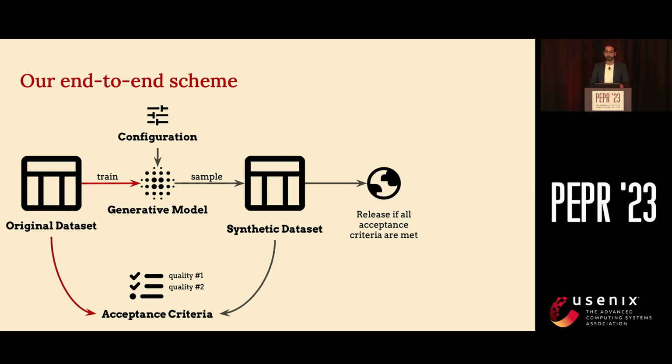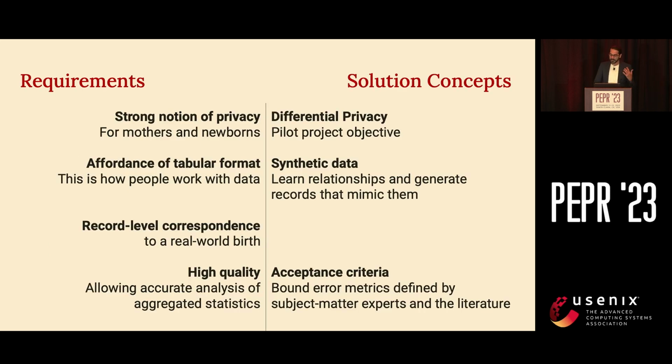That's because we are working with the original data. Also, the acceptance criteria have to be calculated with differential privacy. OK, so far we have something. Now let's talk about the record level correspondence.